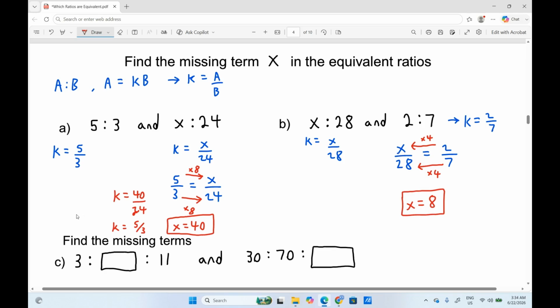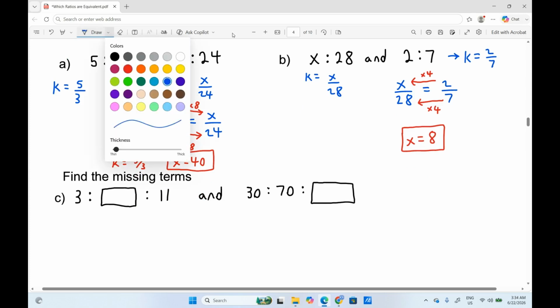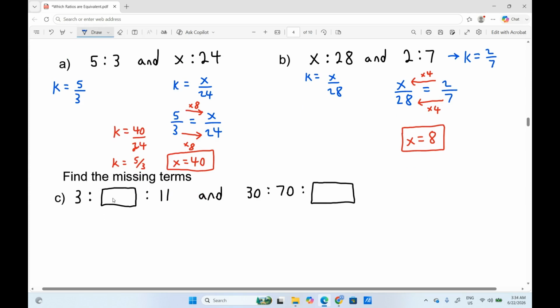All right, now moving on to my last example, I'm asked to find the missing terms here and here. Now, instead of using a constant of proportionality for this one, I'm going to use a different method. What I'm going to do is keep this three-term ratio, and below it, I'm going to write this equivalent three-term ratio. Okay, so this is going to be 30 to 70 to an unknown.